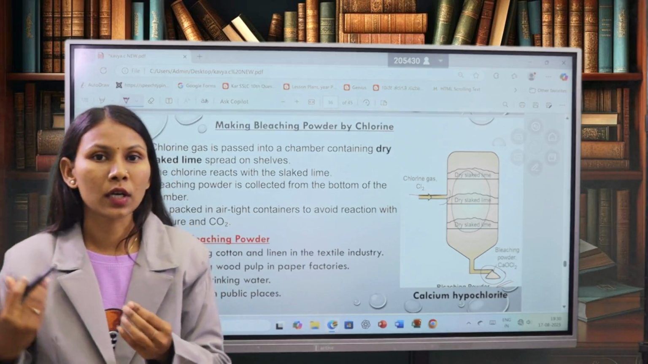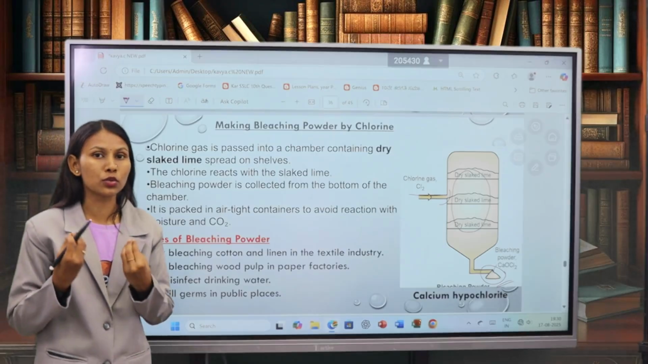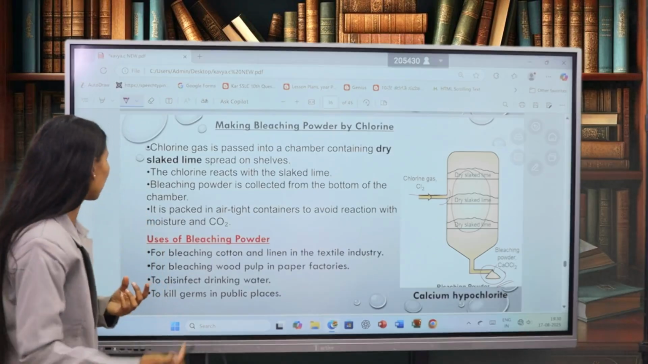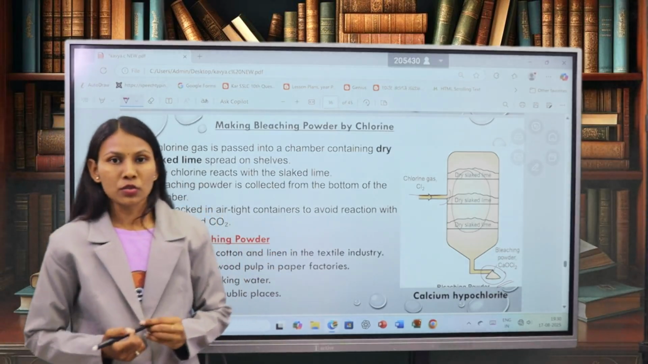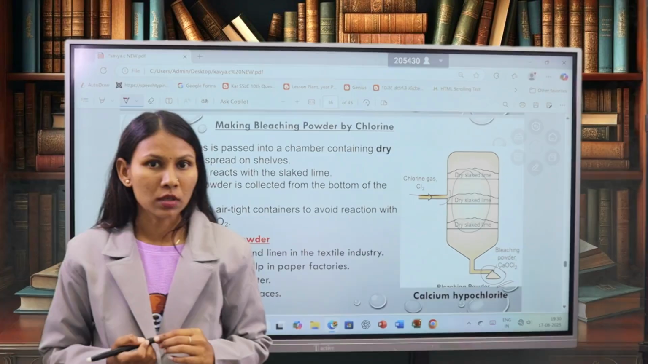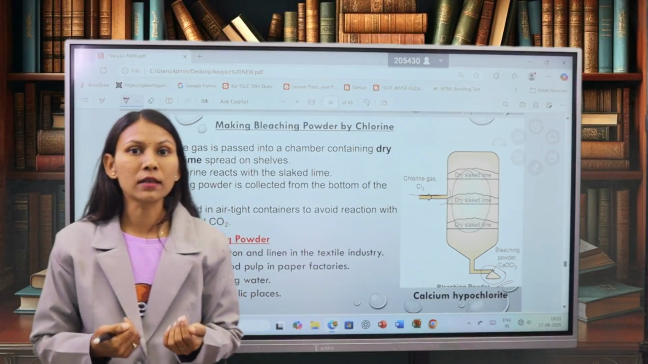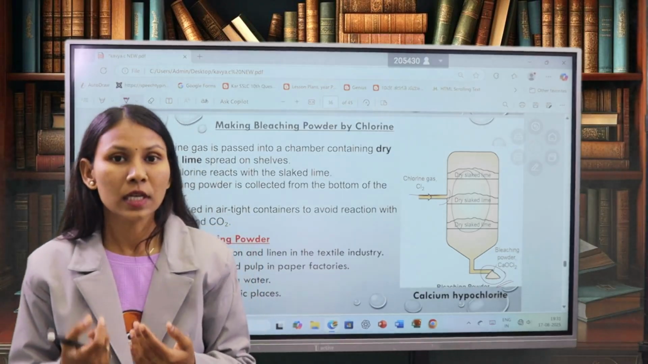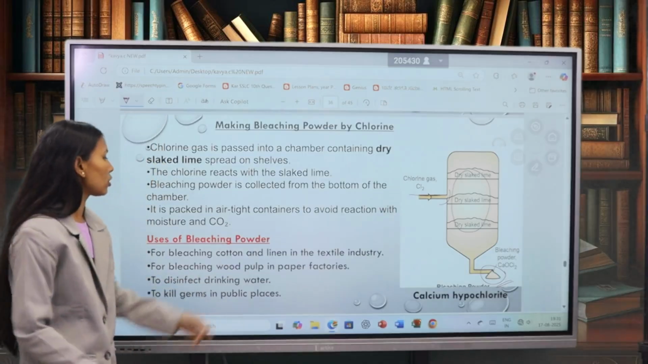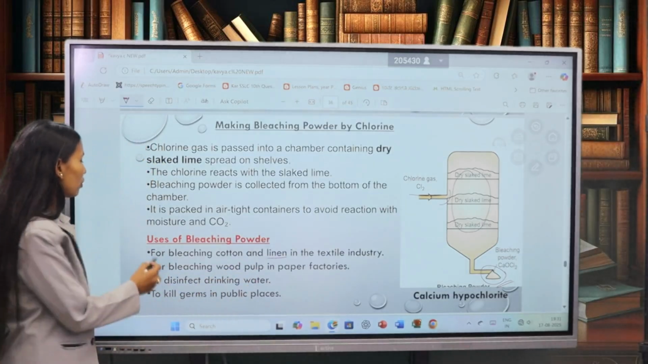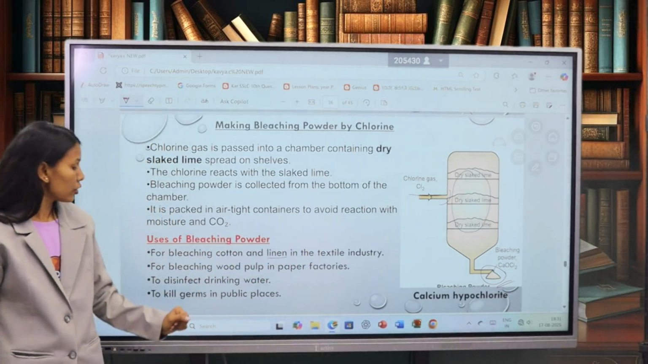With the help of chlorine gas, we prepared bleaching powder. So what are the uses of this bleaching powder? Let's see. For bleaching cotton and linen in the textile industry. You know about cotton, but how is linen obtained? Linen is a flax fabric, which means it is obtained from the flax plant. So this is also a type of fiber. So for bleaching cotton and linen in the textile industry, bleaching powder is used, children.